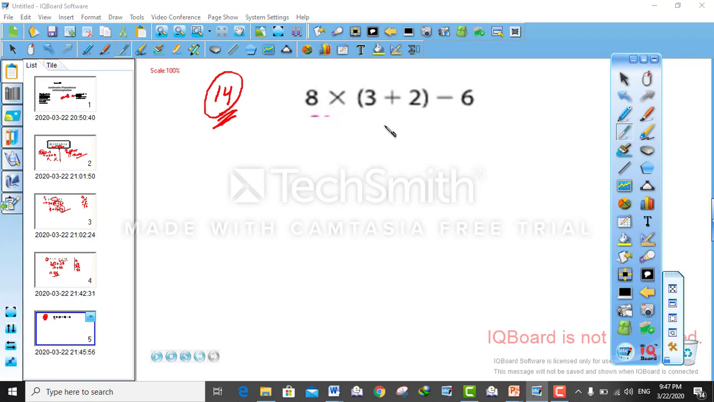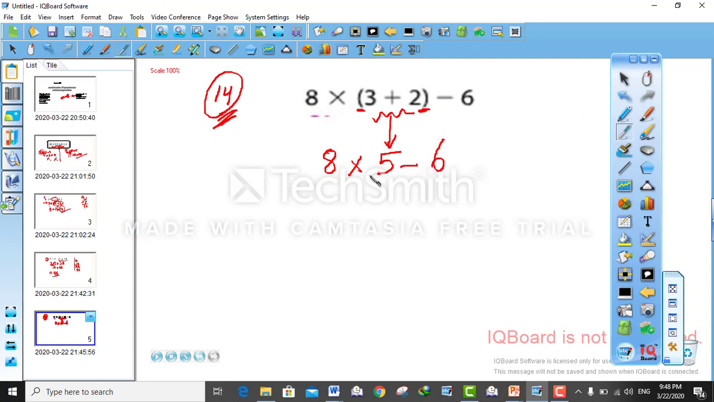In question number 14, we have here 8 multiplied by 3 plus 2 minus 6. In this case, we have here multiplying, addition, subtraction. We know that multiplication is stronger than addition, but in this case I have to start with addition. Why? Because of the bracket that you can see here. Yes, because the parentheses are stronger, I have to start with this step, which is adding the 3 and the 2. So 3 plus 2 is 5, and just copy here this step, 8 times 5 minus 6.